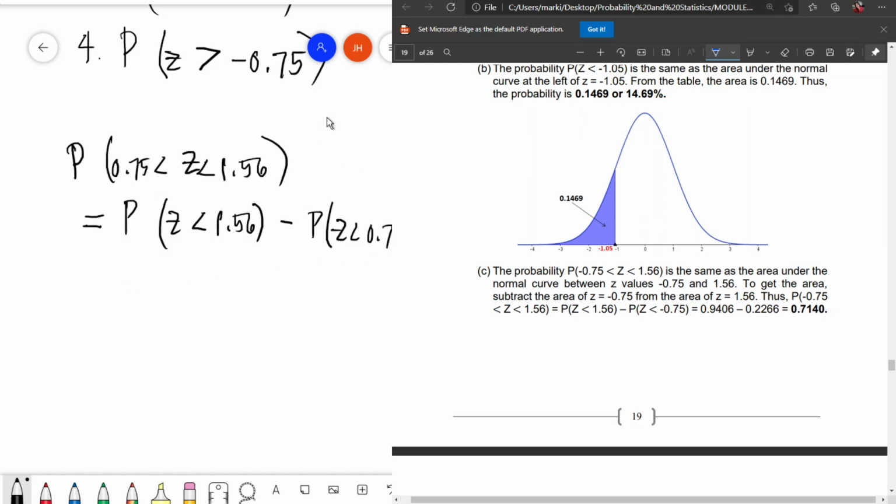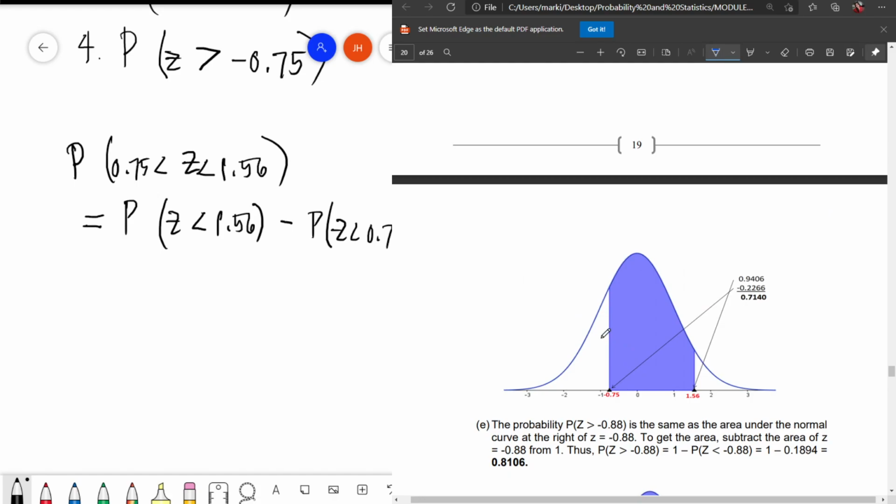Why less than, ma'am? Because, as you can see here, again, from left to right is the value of our z-score, right? The area. So, when you look for 0.75 in the table, this is the area, right? If you're given the z-score of negative 0.1, this is the area. So, that's why it is less than. When it is 1.56, when you look for its area, it is again left to right. So, that's why it is less than. We have no greater than when solving here, only less than or between.